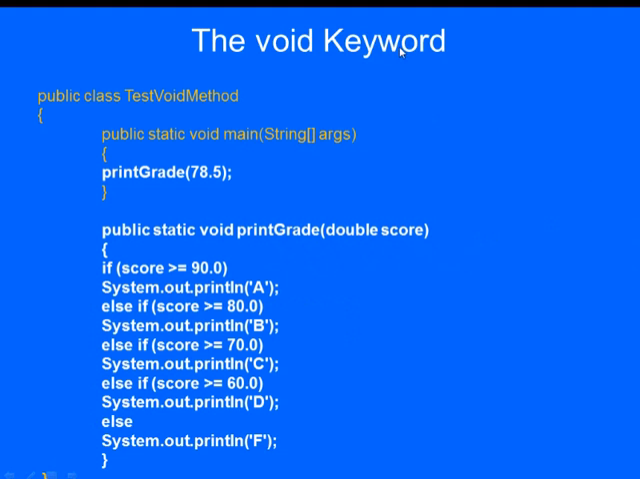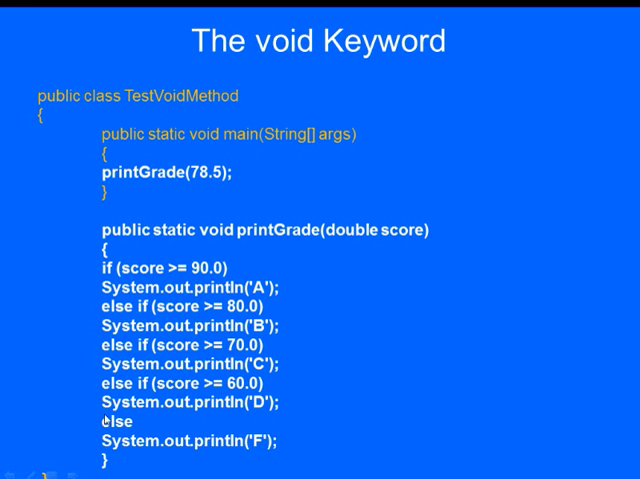So next is the void keyword. Whenever we want to design a method which is not going to return any value, in such a situation in the return type of the method we have to mention void. Here in this example we have a class, under that class we have the main method, and we are calling this method. This is the calling of the method, printGrade. That is a user defined method, and we are passing one argument to this method.